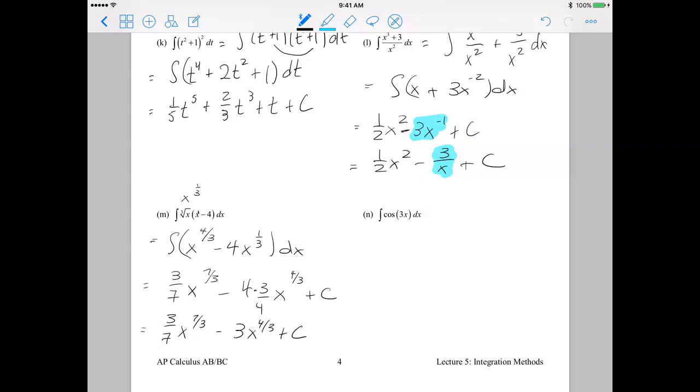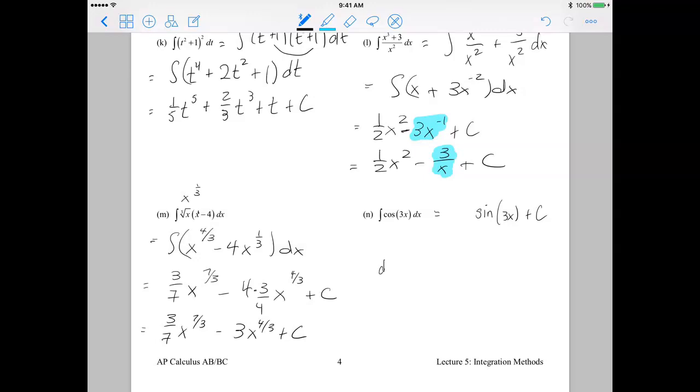Okay, example N, we have the cosine of 3x. Well, if I look back at my rules, I know the antiderivative of cosine is sine. So that would lead me to believe that the antiderivative here is sine of 3x plus c. Okay, so I'm going to leave that there for just a minute and conjecture that that's the answer, and then I'm going to show you why it's not the answer. Okay, so here's why it is not the answer.